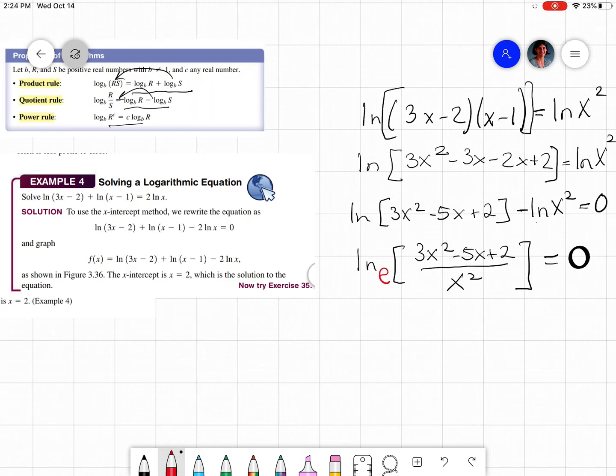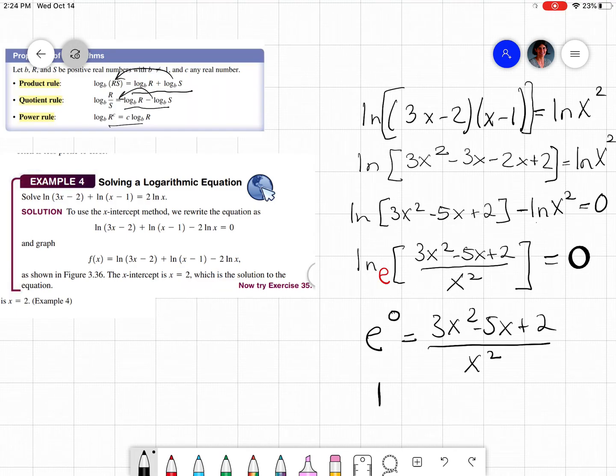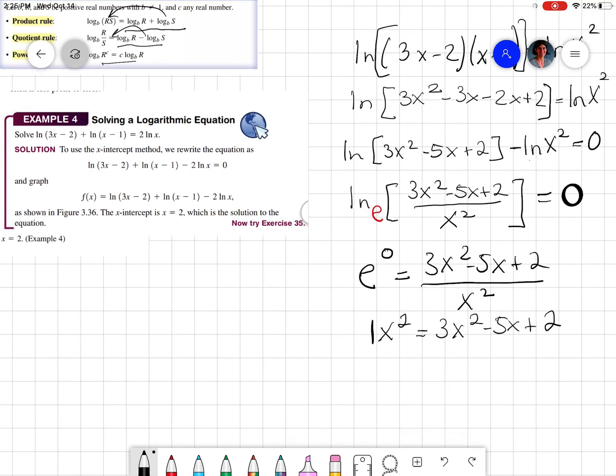So now I'm going to remember that this is a log equation, and I can take a log equation and rewrite it as an exponential equation. So the base to the power of 0 equals 3x squared minus 5x plus 2, all divided by x squared. And any number to the 0 power is just 1. And then for lack of space here, I'm going to cross multiply. So I'm going to take this x squared and multiply it by 1. So I'm going to have 1x squared equals 3x squared minus 5x plus 2.